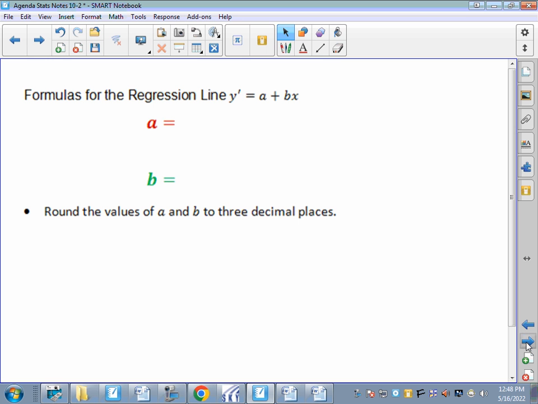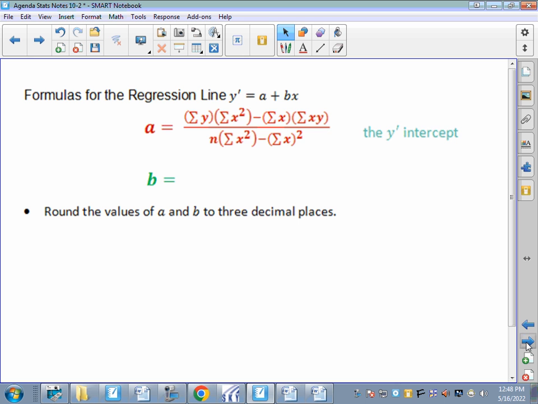So in order to find our a value, here's the great thing. The formula is a little bit messy, but we have all this information from when we calculated r, and then we use that r value to do our hypothesis test. So a is equal to the sum of our y's times the sum of our x squares, minus the sum of x times the sum of xy, and in the denominator we're going to do n times the sum of x squared minus the sum of our x's, squared. This is our y-intercept.